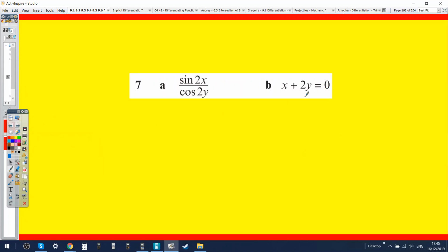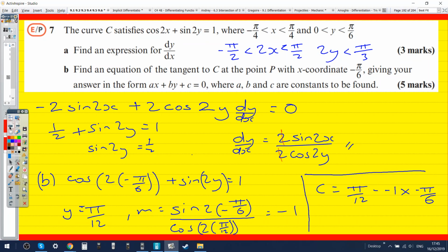I think what they are saying we should get is a half x and y and c is 0. The only way to get a half x is if the gradient is a half. And they must have multiplied everything by 2.